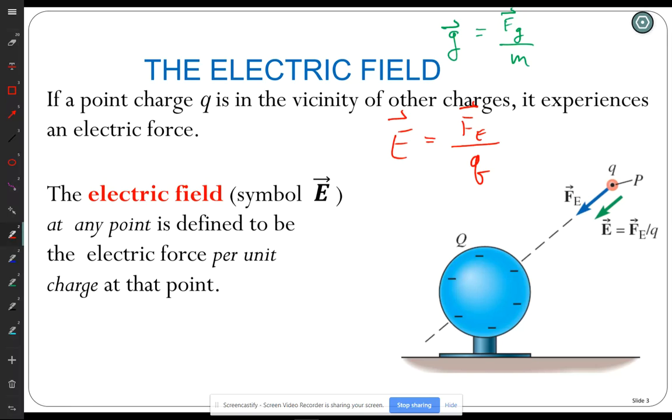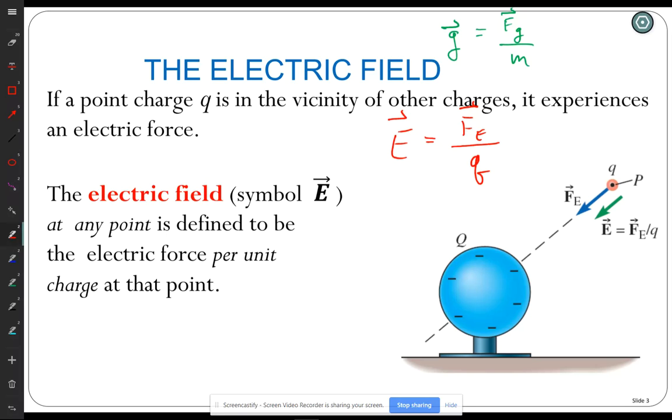So in practice, we'll start with a point charge. If I have a point charge, that blue globe is not a point, is it? Oh, no, that's not a point. It has volume.